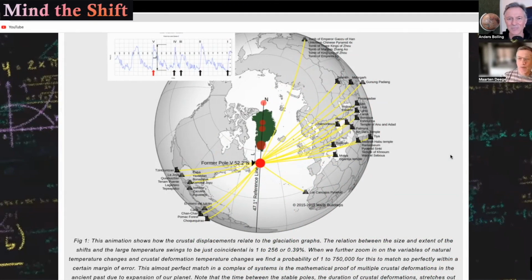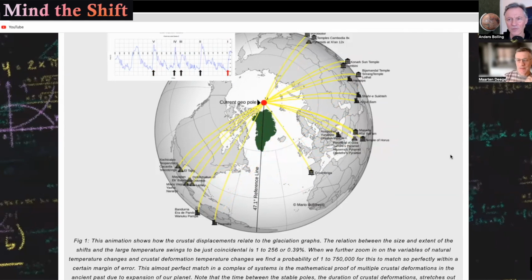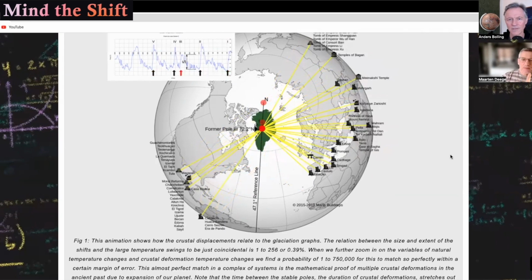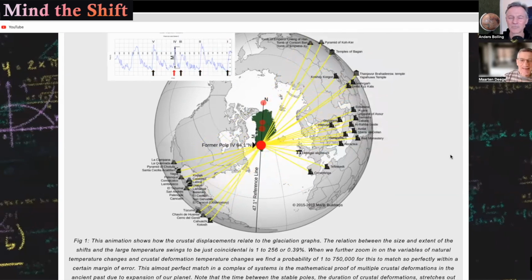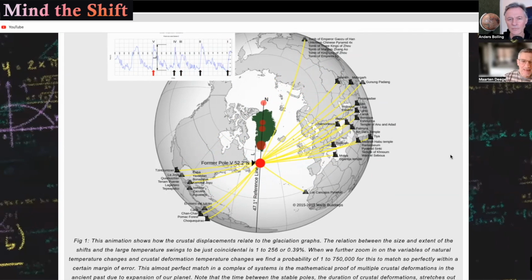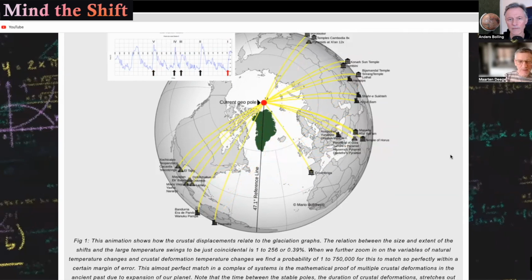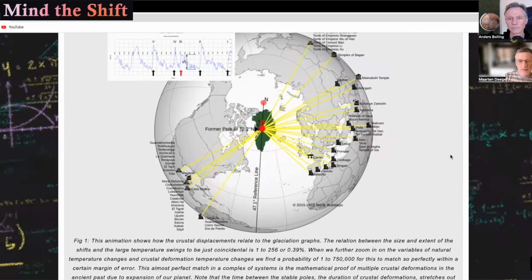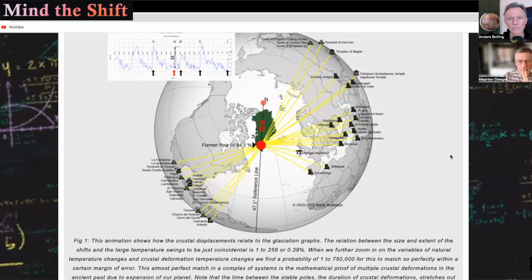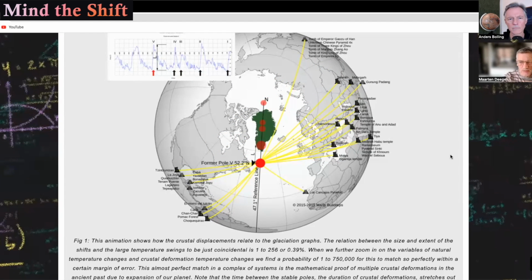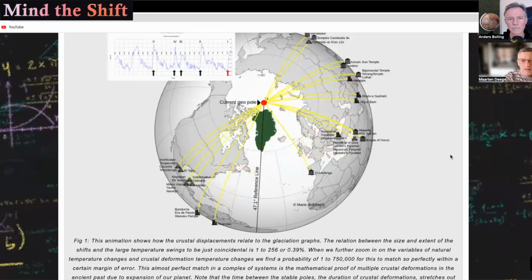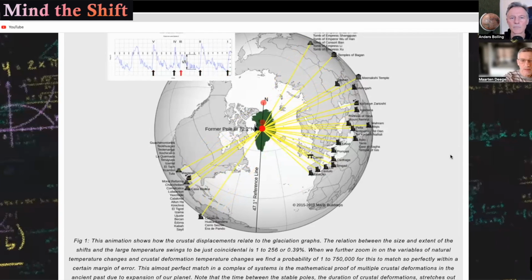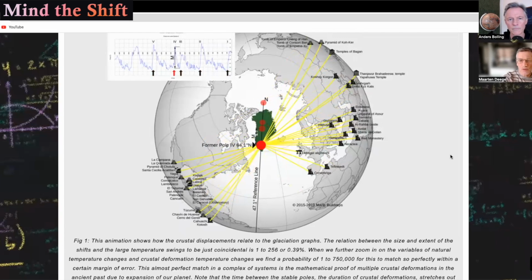Yes, I will come to the Earth expansion. It's of course an outrageous idea, but first I want to explain a little bit about the ice age graph on the top left, because you see a clear pattern as well. It goes very steep up to a point, and then slowly goes down, steep up, down, and so on. This is also a pattern.